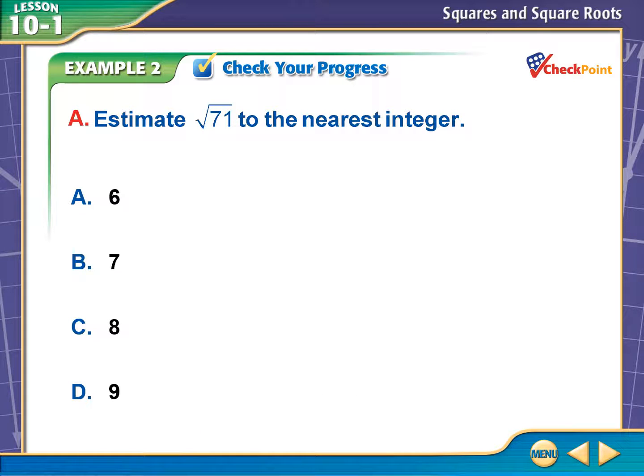All right, so your turn to give it a shot. Estimate the square root of 71 to the nearest integer. And the correct answer should have gotten you 8. And as you think about it, 8 squared is 64, 9 squared is 81, so 71 is between there. Right? And it's 7 away from 64, it's 10 away from 81, so it's a little bit closer to 8.